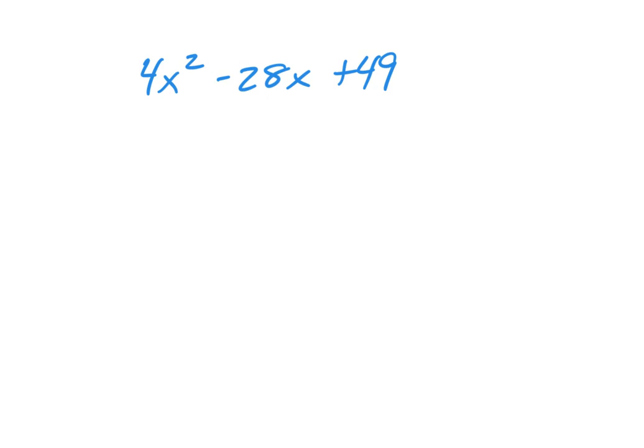First question, do we have a GCF? Anything we can take out? Yeah. What would it be? Okay, 2 goes into 4. Yep. 2 goes into 28. 2 go into 49. 7 squared equals 49. No, 7.